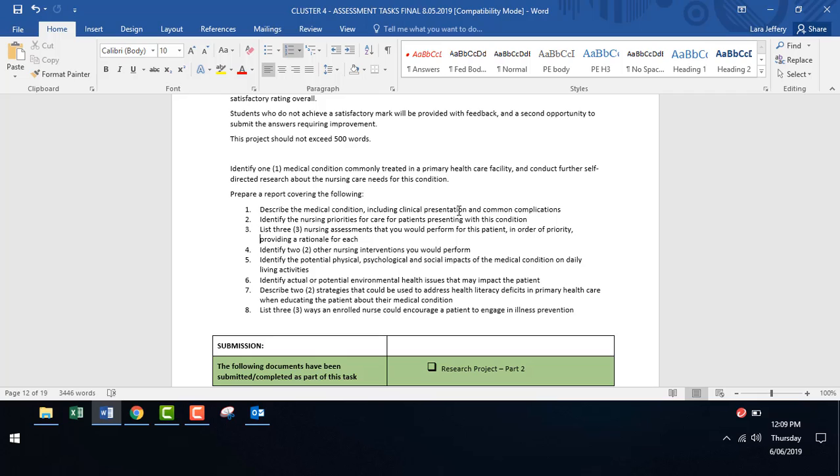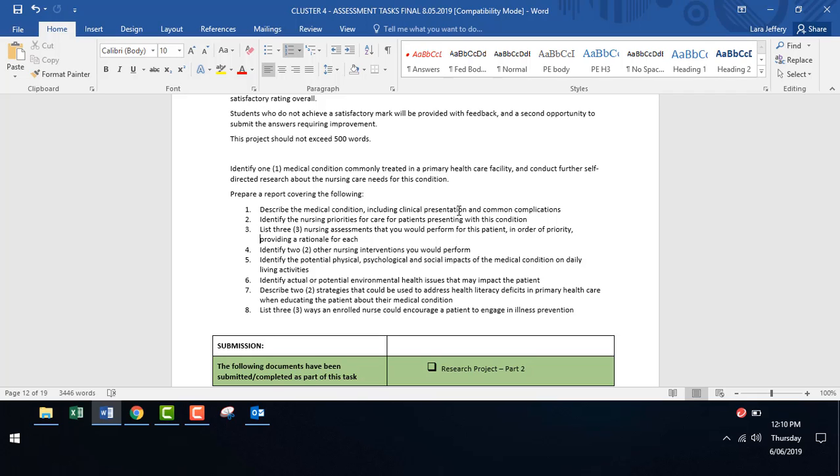You're thinking about nursing interventions, and you could think non-pharmacological. Question 5, identify the potential physical, psychological and social impacts, so we're breaking this question down. I would put physical, dash, and then your answer, psychological, dash, your answer, social, dash, your answer, impacts of the medical condition on their activities of daily living.